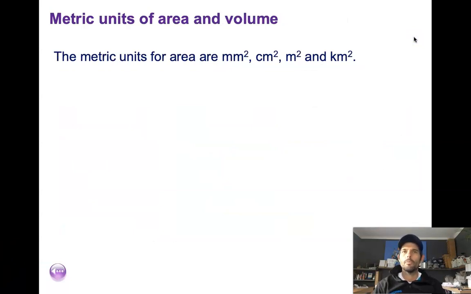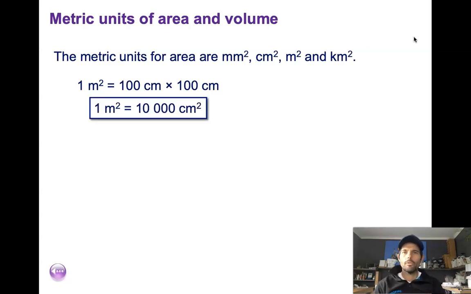The next thing we move on to is metric units for area. So millimeters squared, centimeters squared, etc. And how do we work those out? So 1 meter squared is 100 centimeters times 100 centimeters, which is a meter times a meter. And 100 centimeters times 100 centimeters is 10,000 centimeters squared. So very useful to keep that in the back of your mind.